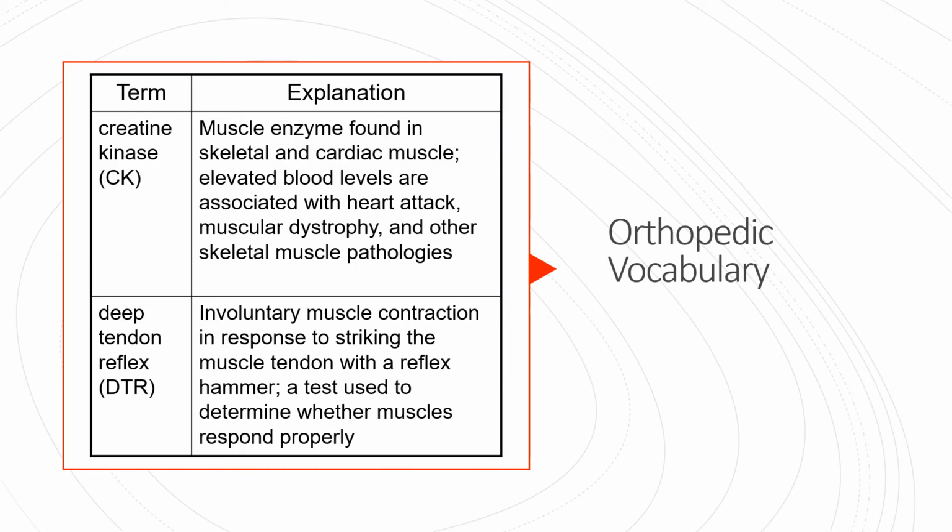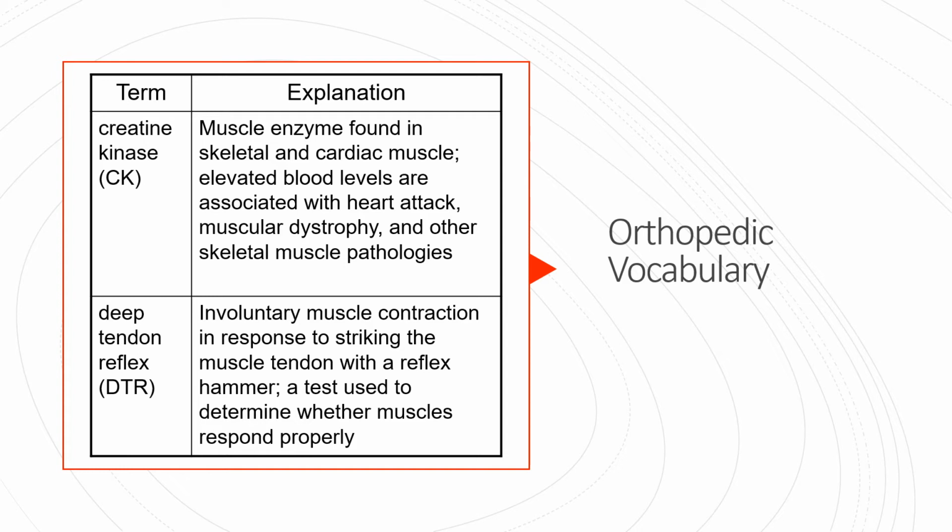Creatine kinase is a muscle enzyme found in skeletal and cardiac muscle. What's interesting is that elevated blood levels are associated with a heart attack, muscular dystrophy, and other skeletal muscle pathologies. One of my student researchers in my lab actually researched creatine and creatine kinase.